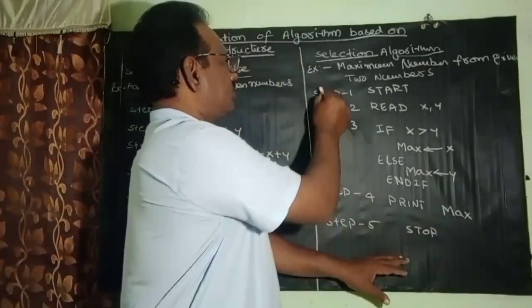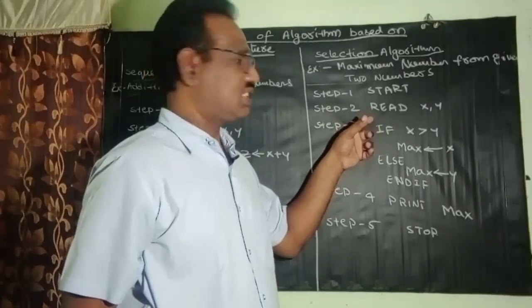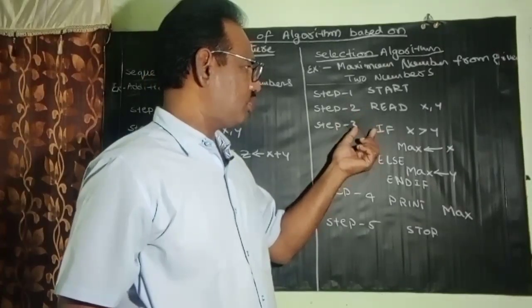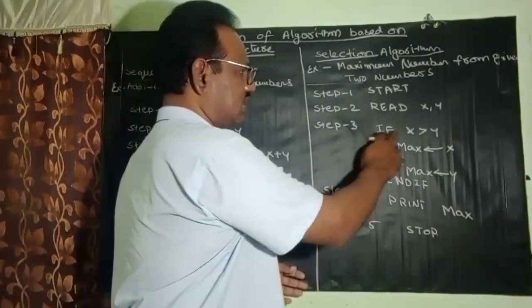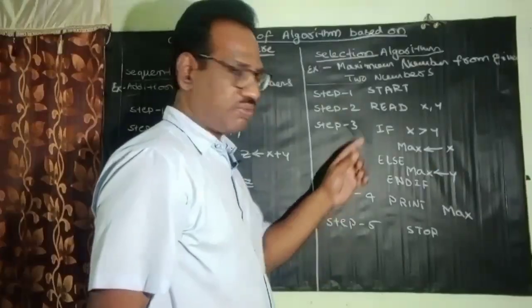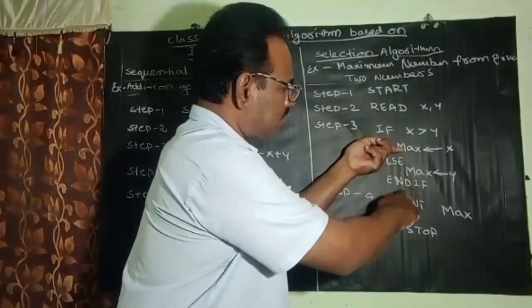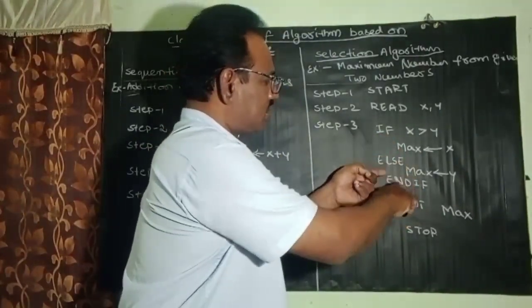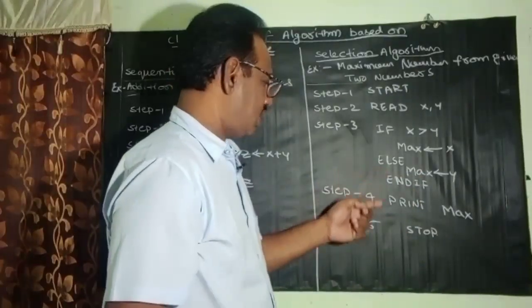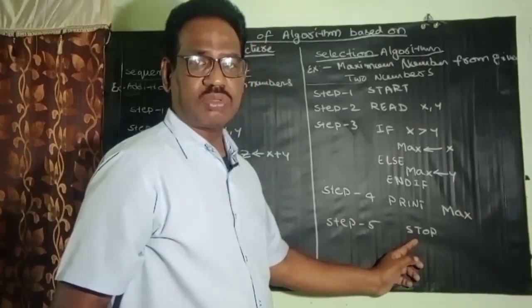In this program, our logic is to read the values from the user, that is x and y, and check if the condition is valid, that is, if x is greater than y. If it is true, then this part of the statement will be executed, and it is going to print the maximum number.